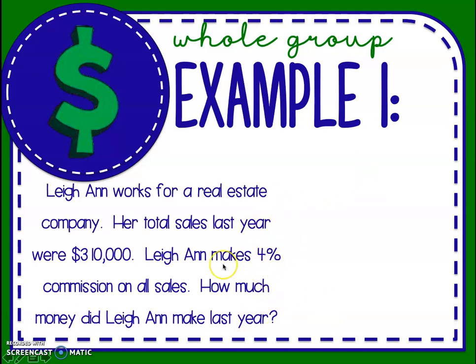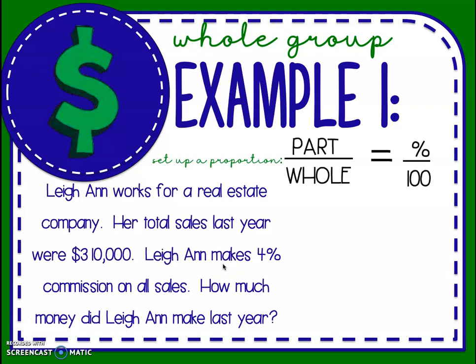Okay, so this is a real world percent problem. So we're going to use part over whole equals percent over 100. And remember, writing out part over whole equals percent over 100, that is a step of your work. So you need to show me that you're using that. It's a real world problem. And then we're going to pick out the pieces that we know. We know that her total sales, total is another word for whole, her total sales were 310,000.